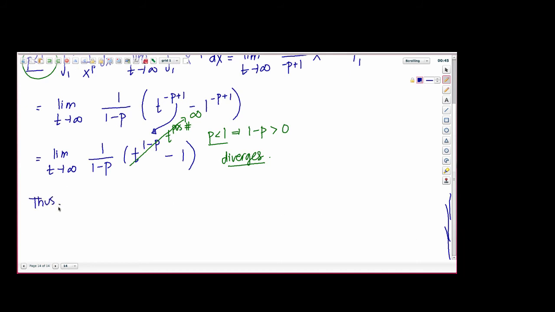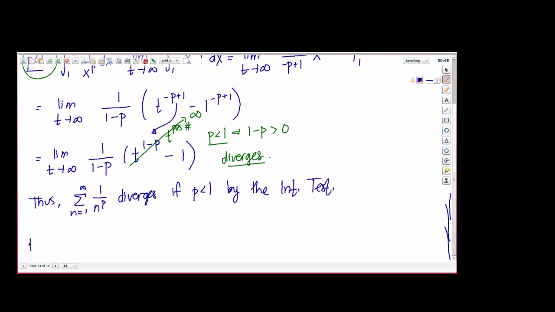So we say that the p-series, sum n equals 1 to infinity, 1 over n to the p, diverges if p is less than 1. And again, we used the integral test to determine this.